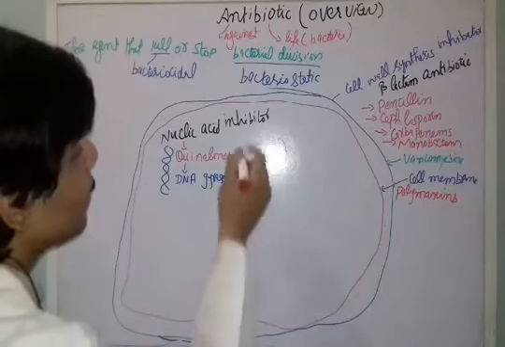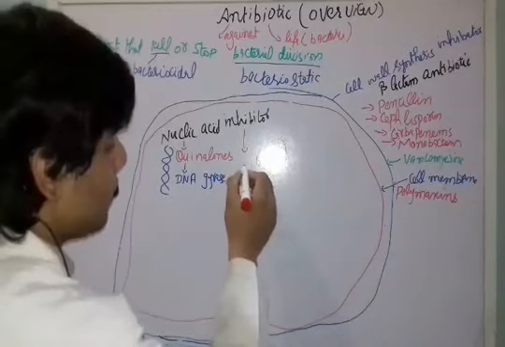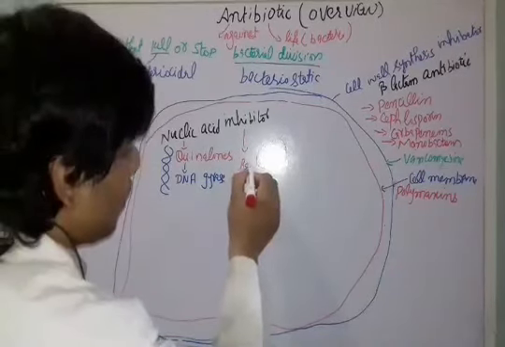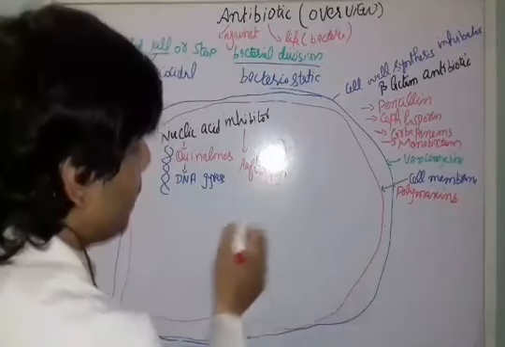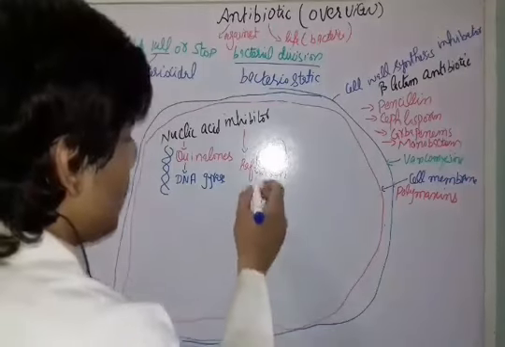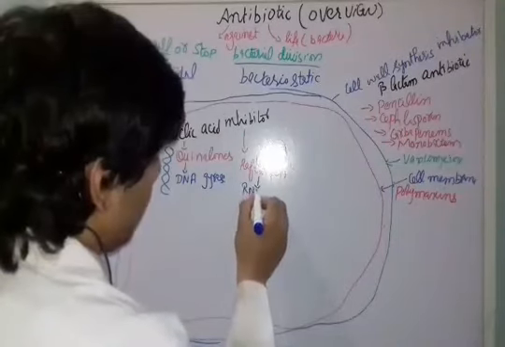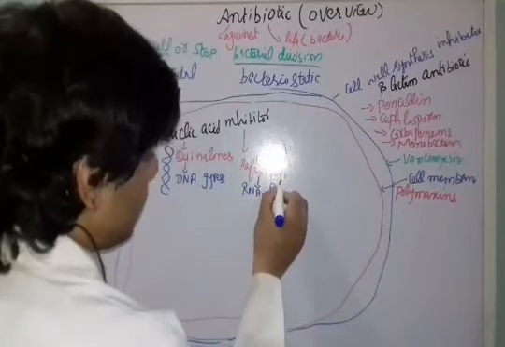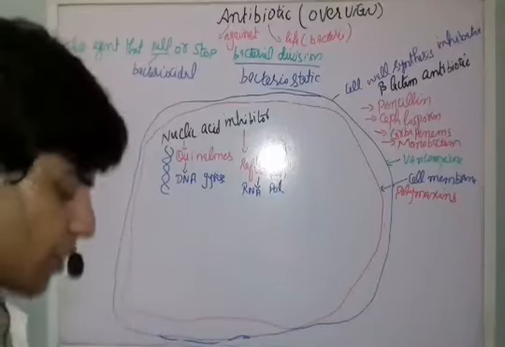There are other antibiotics which are used as nucleic acid inhibitors. We usually call that rifampicin, and this rifampicin usually interferes with the RNA polymerase. Fine. So this is another one. So these are other antibiotics.